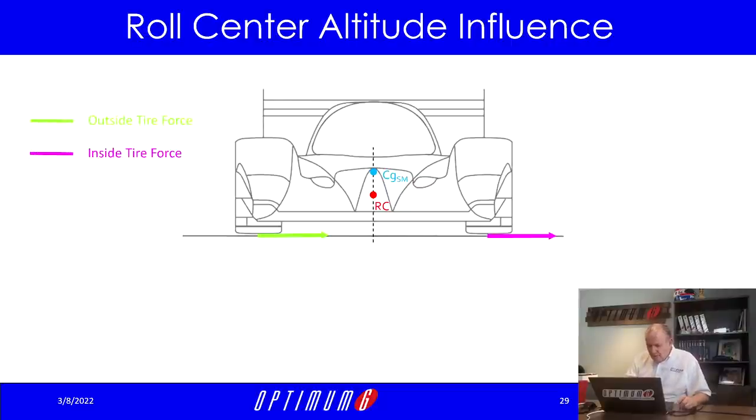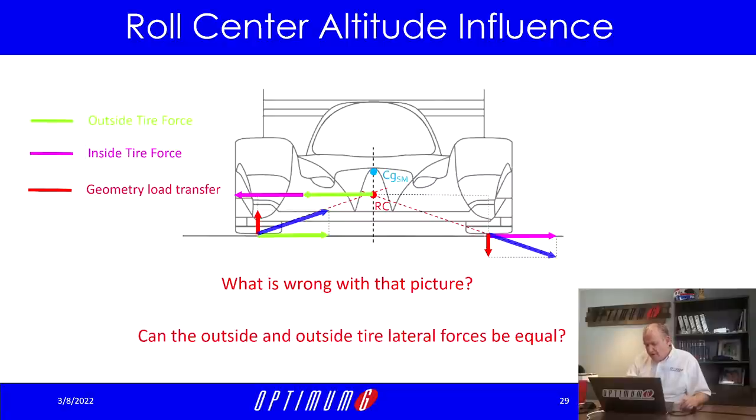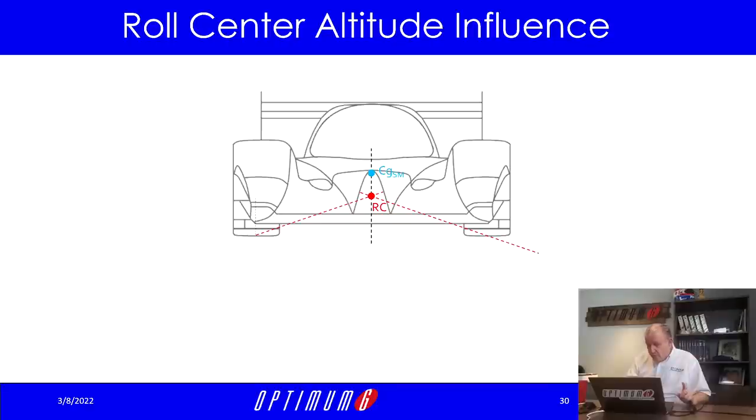I'm going to decompose the outside tire force and the inside force, action and reaction of course, and I'm going to decompose that into a geometric weight transfer. Let's look only at the geometric, red up and red down. So for the moment, the red up and the red down are equal. So there is no jacking force. You're going to see that in the next slide. You're going to tell me, so what's the point? Well, ladies and gentlemen, there's something fundamentally wrong in this picture. Is it possible that the green grip is equal to the magenta one? Is it possible that you could have the same inside and outside tire lateral force? No. So let's keep the roll center in the middle.